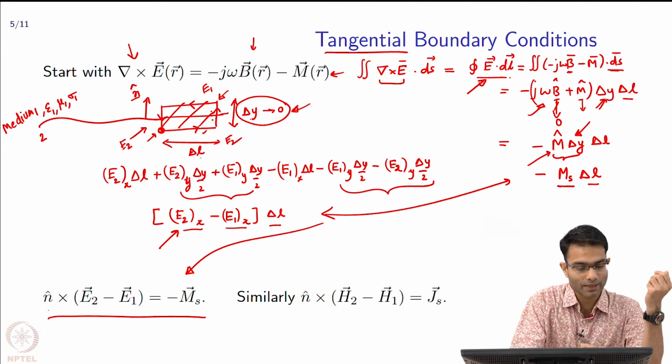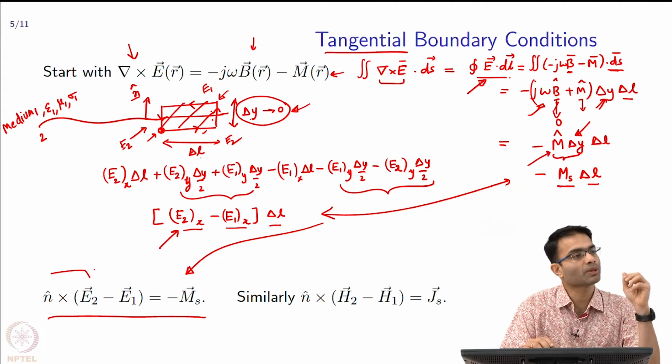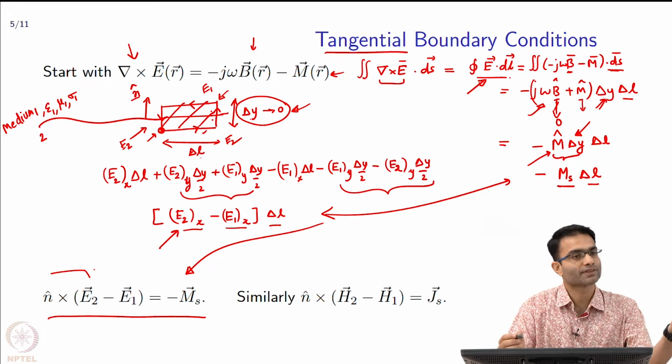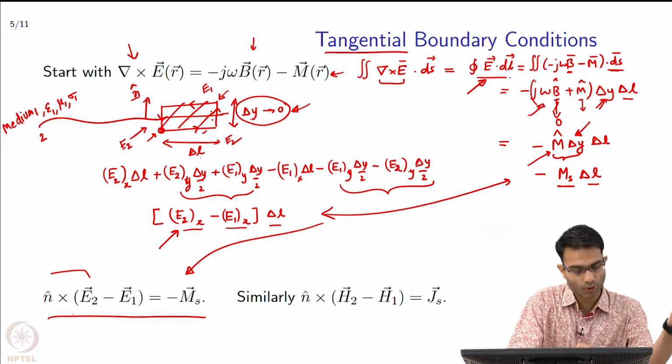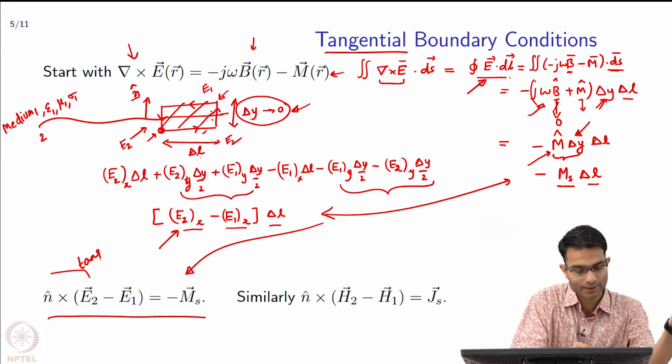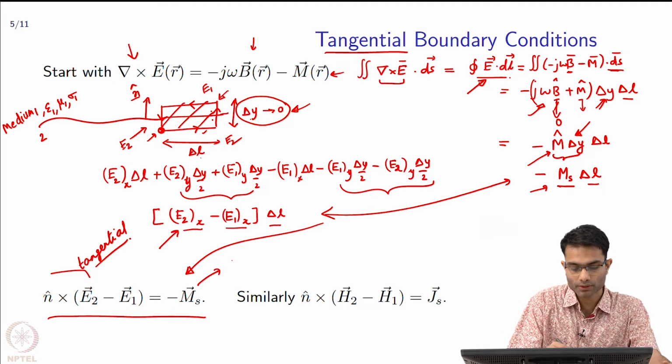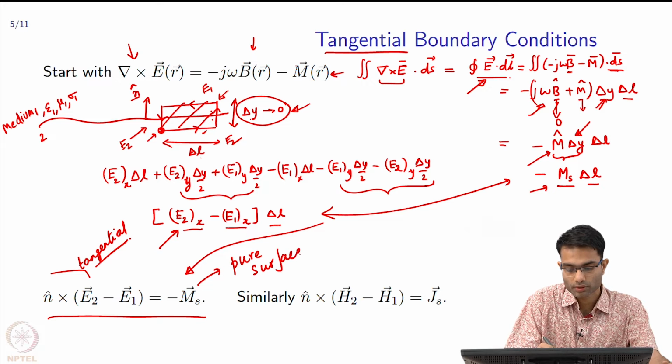So just to summarize, n cross E is going to be perpendicular to n, and what is perpendicular to n? The interface. So what is written over here is exactly the tangential fields. Okay. And what is left on the right hand side is simply this thing. So I will call this the pure surface current.